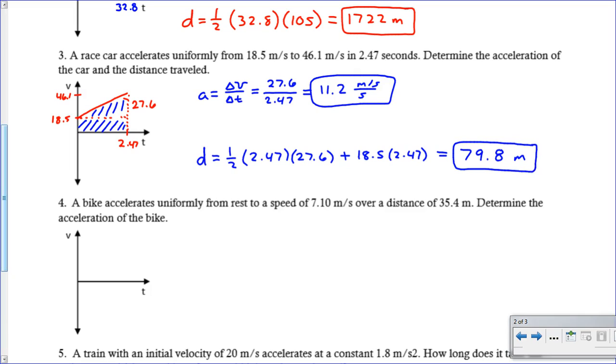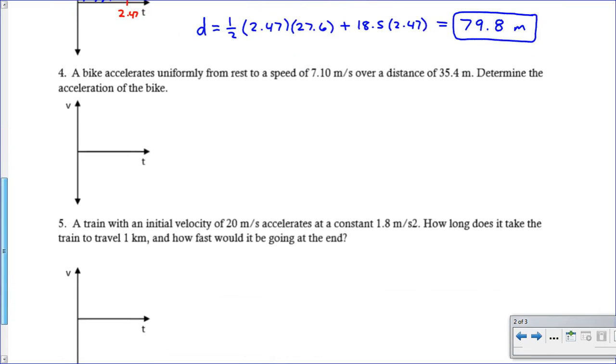Alrighty. On to problem number 4. This one says a bike accelerates uniformly from rest to a speed of 7.1 meters per second over a distance of 35.4 meters. Determine the acceleration of the bike. So in this one, we know it's accelerating from rest and it's getting faster. We don't know how much time it took, so time is unknown. We do know that it got up to 7.1 meters per second. So that's that side there.